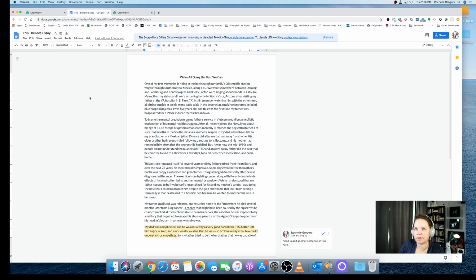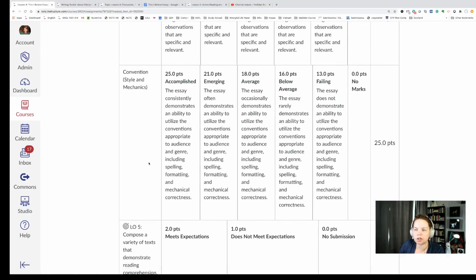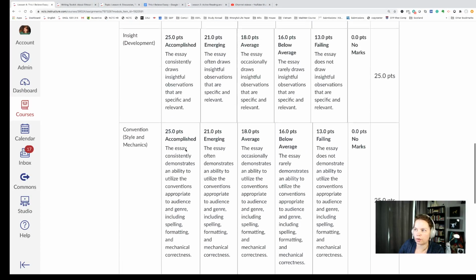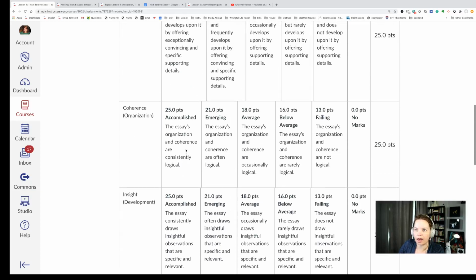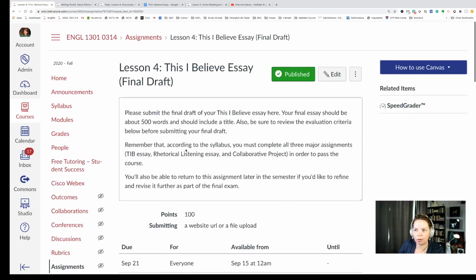So that is just one tip or suggestion, one tool that you have that you might experiment with and utilize to help you with your writing.